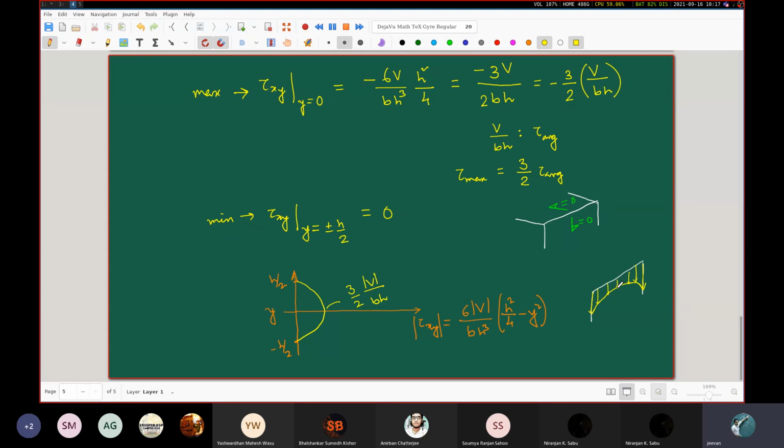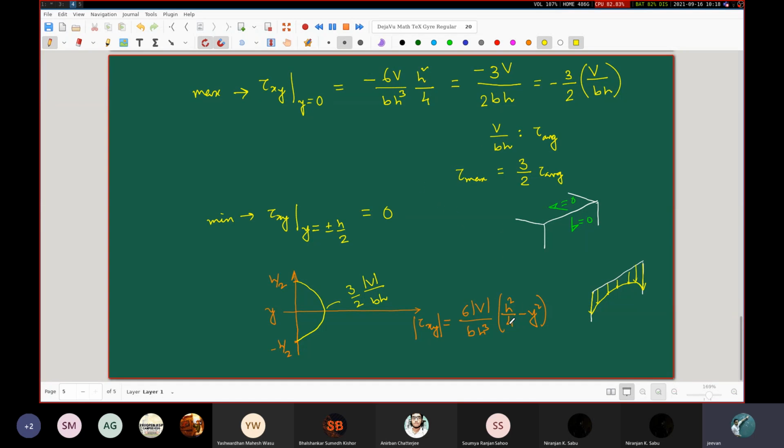So right now we'll just be satisfied with knowing, just like general knowledge, that this kind of a distribution will appear. At the same time, it is important to appreciate for what kind of beams, despite the fact that this is the real distribution, it is quite all right to talk about the shear stress in this particular form.